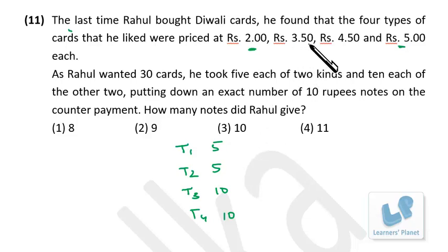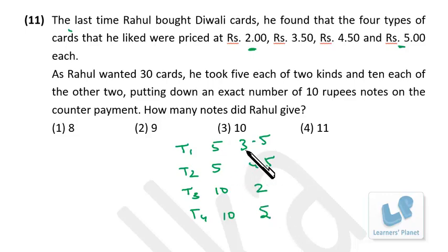Otherwise 3.5 into 10, 4.5 into 10, 2 into 5, and 5 into 5. Okay, so in that case what will happen? 35, 45, and I'll be getting a figure that is a multiple of 5 but not a multiple of 10. So if I add all of them, I'll be getting the unit digit as 5. So that is also ruled out because the unit digit has to be 0. So I'm left with 5 into 3.5, 4.5, 2, and 5.